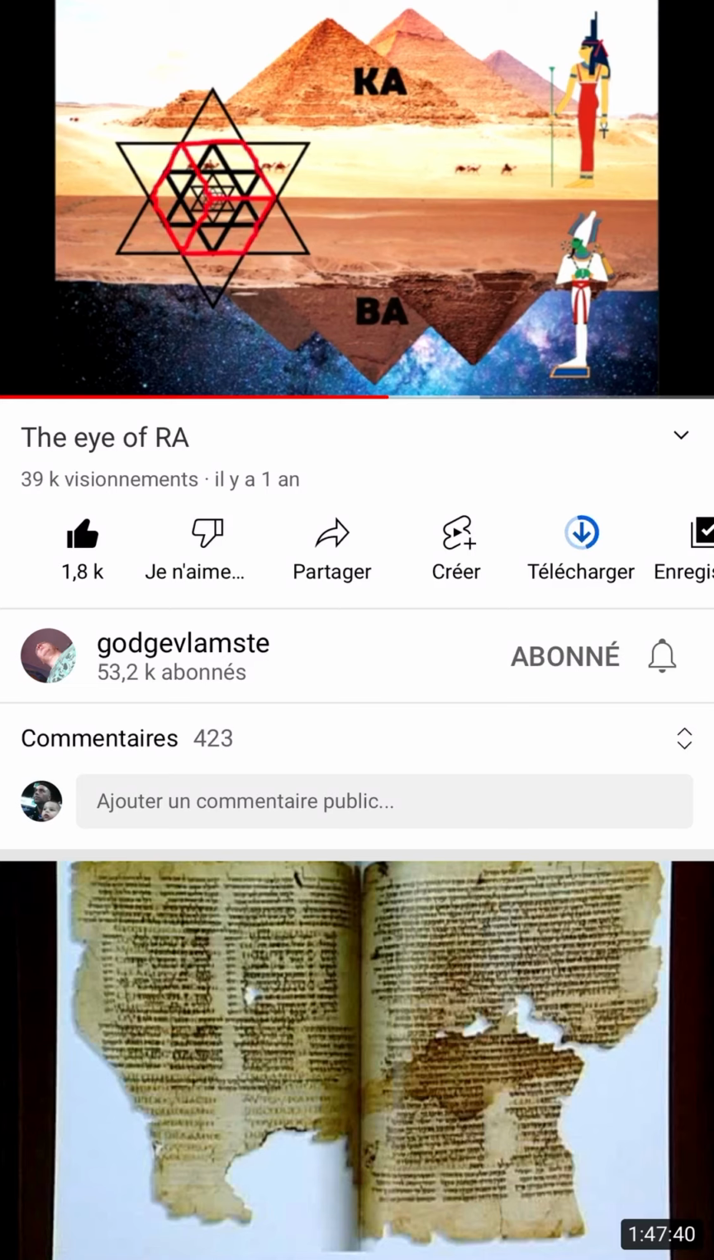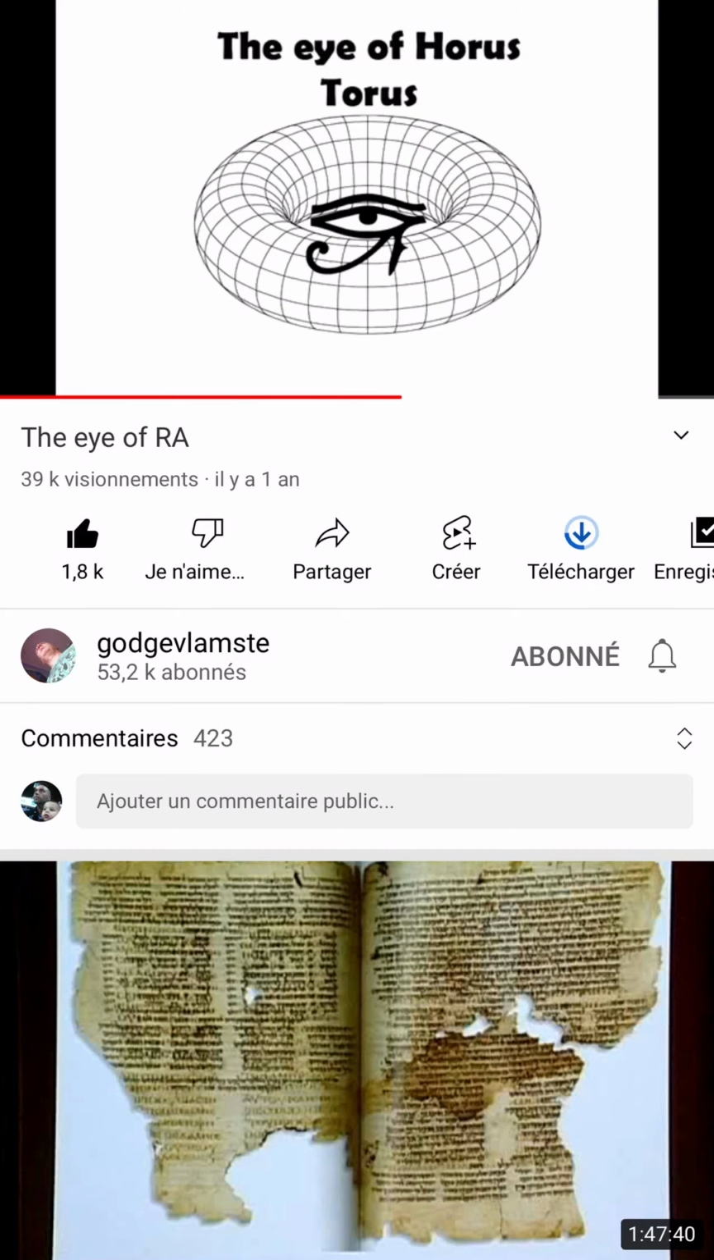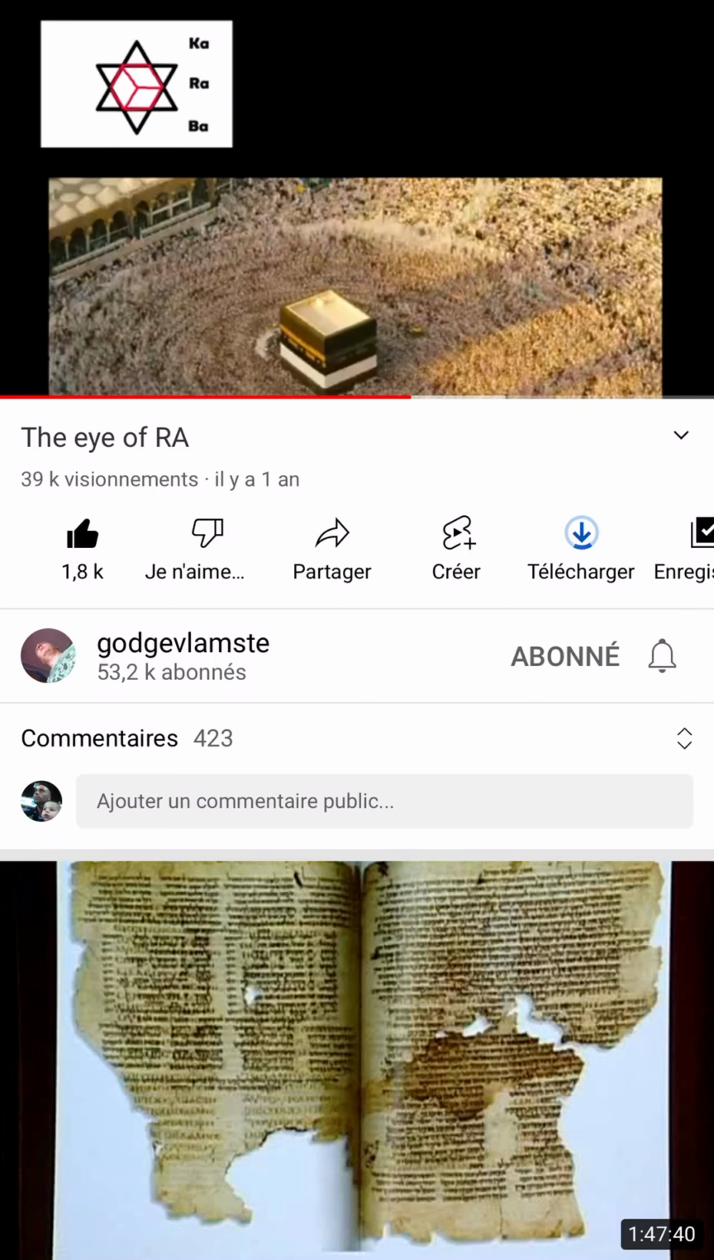When you create a star in a star in a star, you create an eternal center point, a vortex, a black hole, the Eye of Ra. You also have an eye in the Taurus, the Eye of Horus. Let's explain a few words.